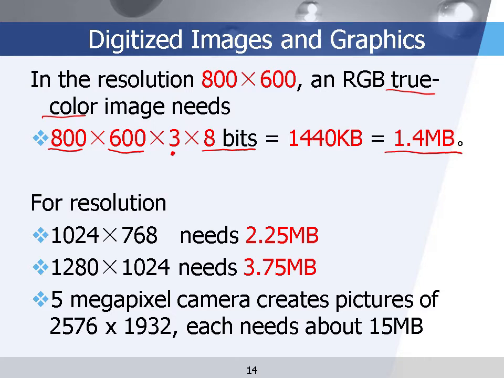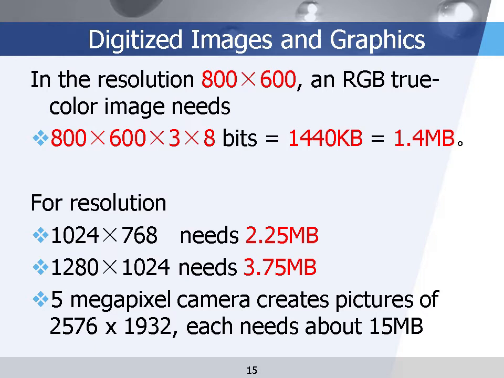So if we increase the resolution to 1024 by 768, we need 2.25 megabytes. And for the image of 1280 by 1024, it needs 3.75 megabytes. For a 5 megapixel camera, it creates pictures of 2576 by 1932 resolution. So each of this picture will need about 15 megabytes.